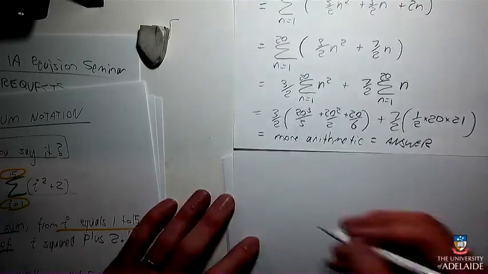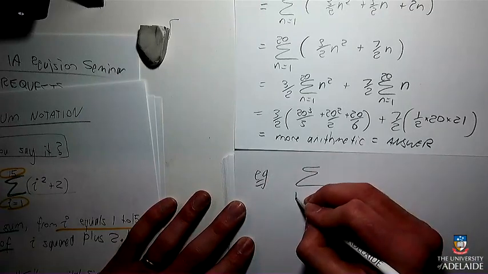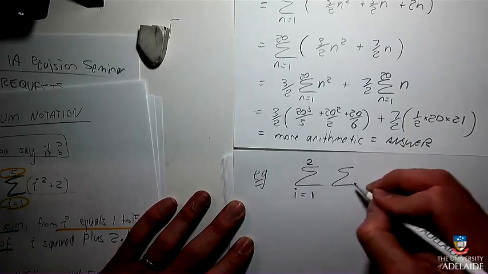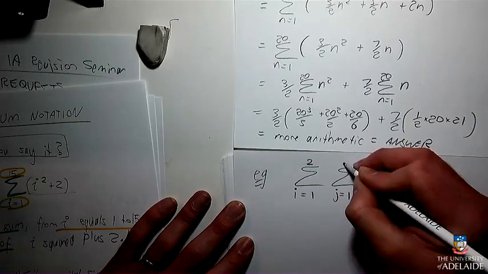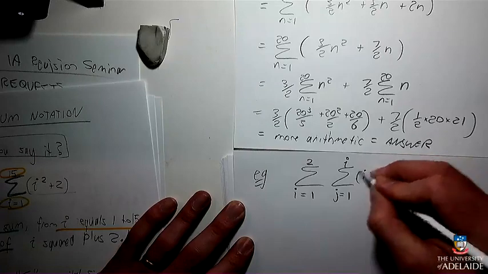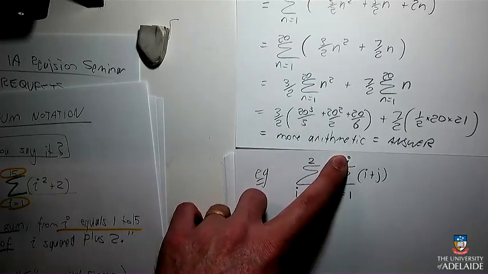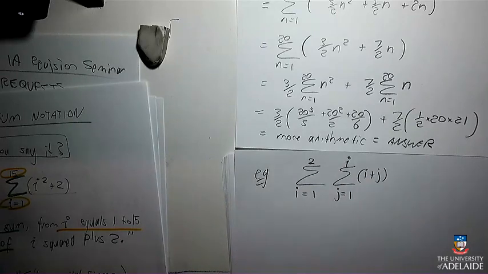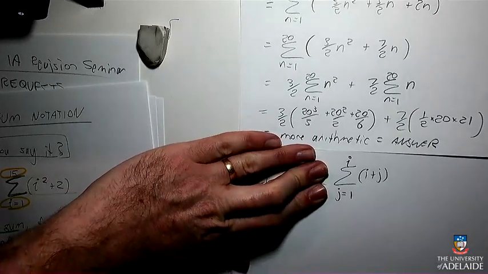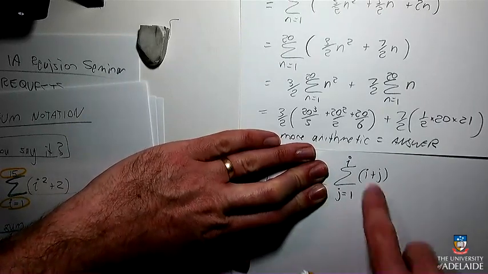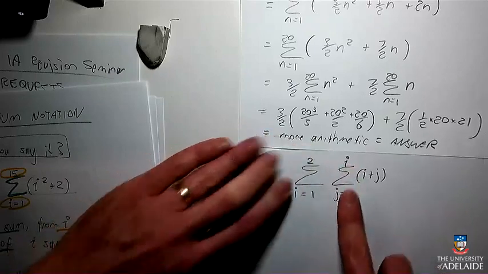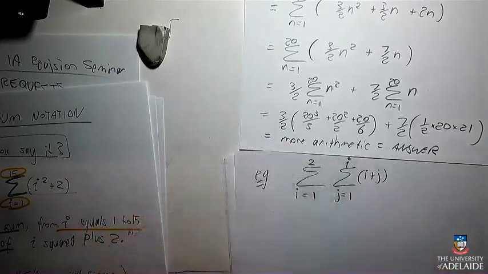So the other thing we could do, something like that. So we have the sum from i equals 1 to 2 of the sum from j equals 1 to i of i plus j. The problem with this one is that we could try and do the one that's inside the brackets first, but we can't because we don't know what i is, because we use the i from here to figure out what that is. And so that makes it a bit tricky.